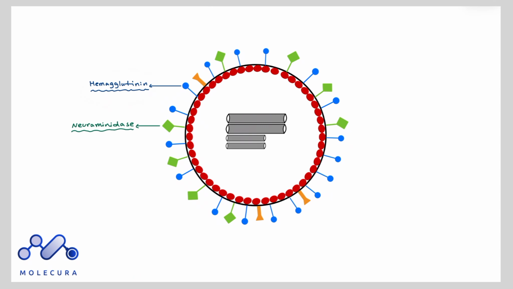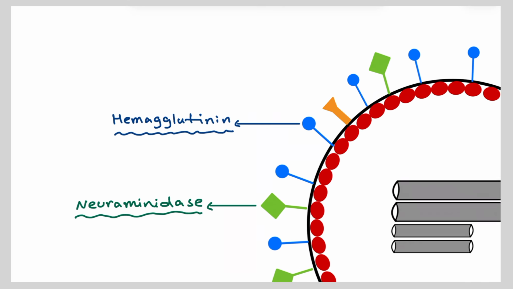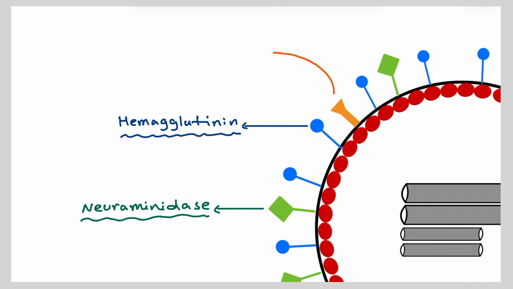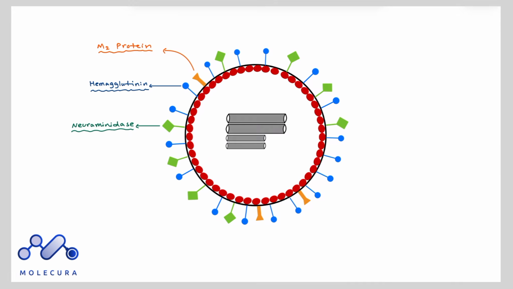So the last surface protein that we're going to talk about is going to be the M2 protein. And the function of this M2 protein is forming a channel which is going to allow the influx of protons or H+ ions inside the endosome to release the virus's virion inside the cell, which we will talk about again in the next slide.